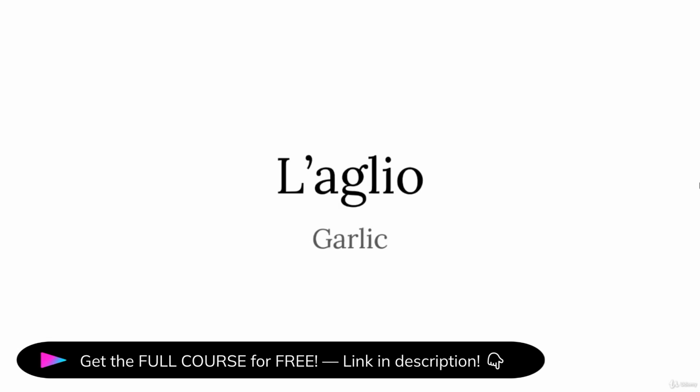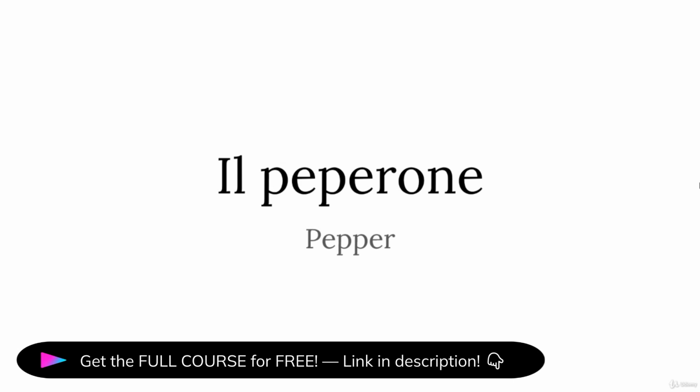The garlic, l'aglio. Here we have this combination of letters that for foreigners is always a little bit hard to pronounce. G-L-I, that's the sound. And then at the beginning it's a little bit complicated. Aglio is a masculine word. Then we have the pepper, il peperone.